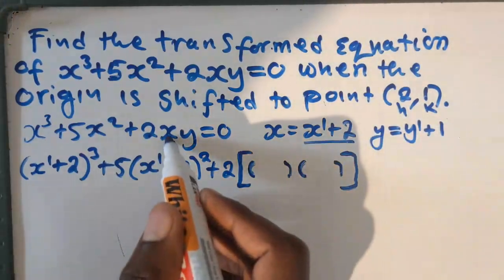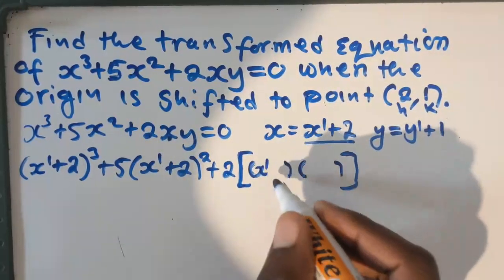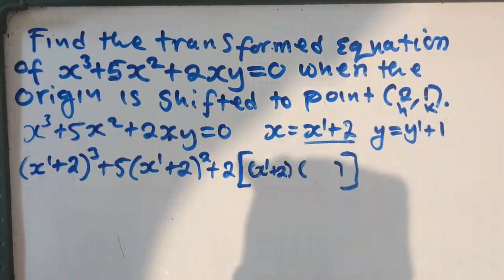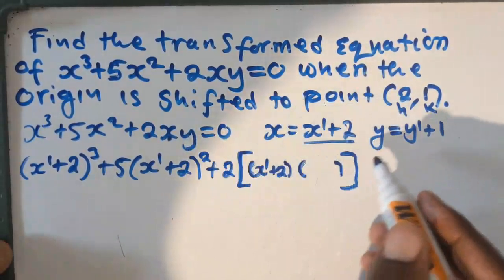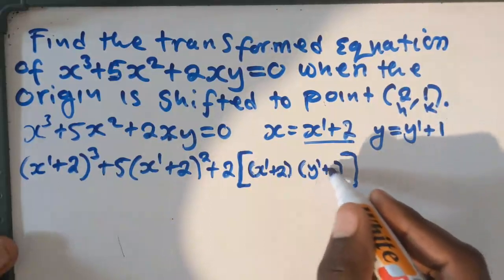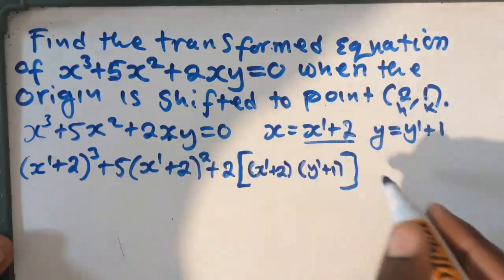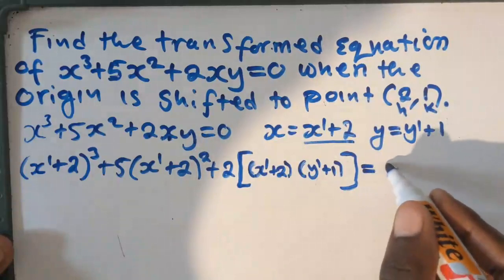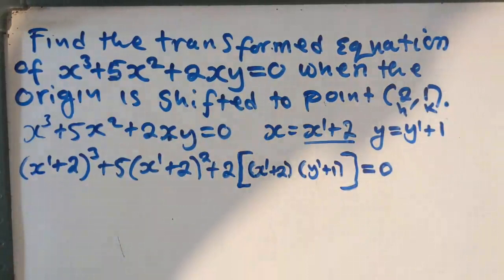So for the bracket for x, you put this value, x prime plus 2. Then the bracket for y, you put this value, y prime plus 1, like that. So the equation goes on saying that it is equal to 0. I hope you have gotten this from here. This is what you are supposed to do from there.